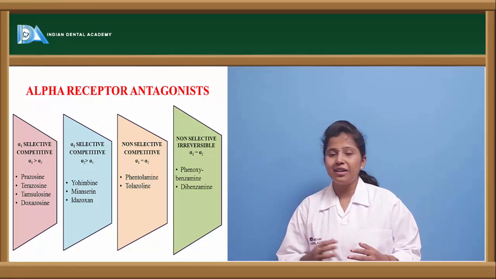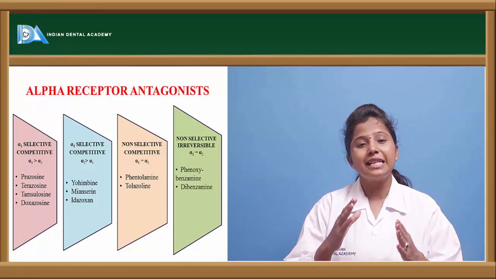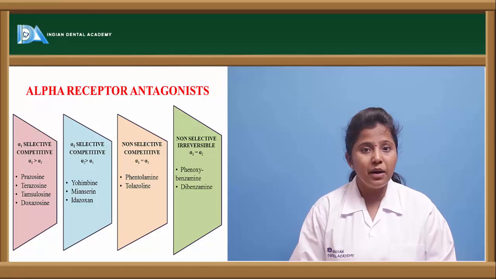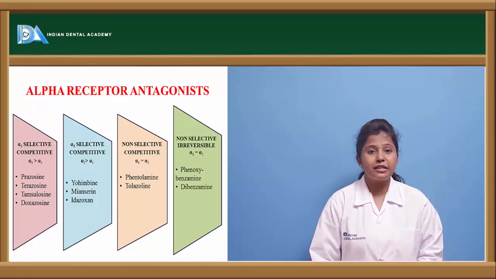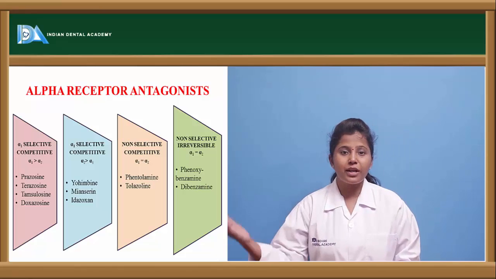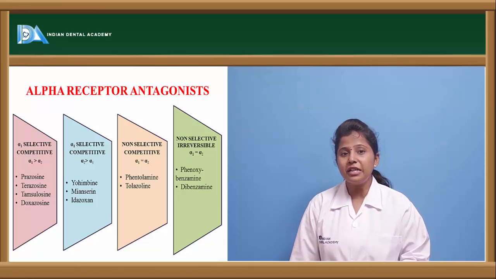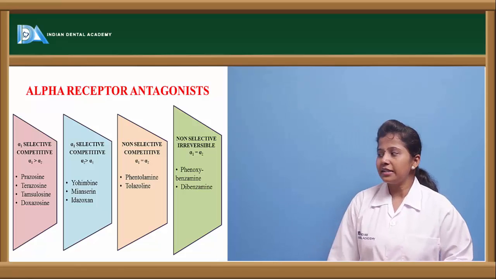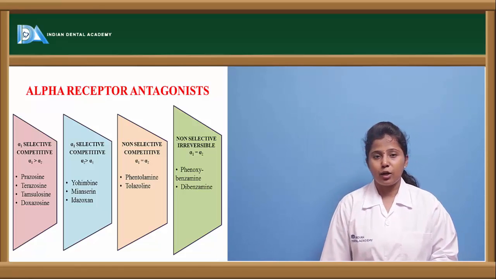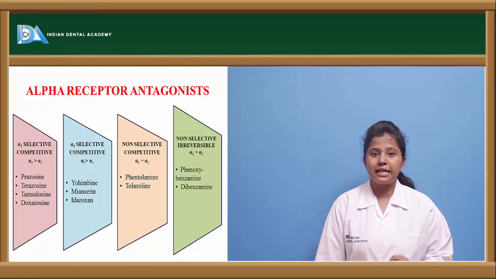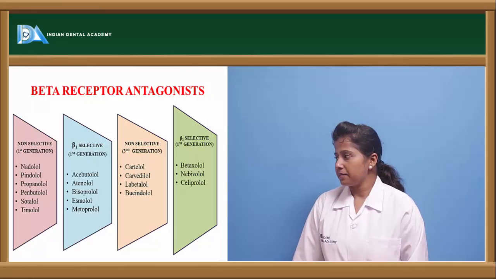But when coming to irreversible non-selective, the affinity towards the receptor is the same, but the action shown by this drug is not reversible, whereas in the other category of drugs, the action can be reversed. So let us see the non-selective competitive drugs. It includes phentolamine and tolazoline, whereas non-selective irreversible drugs include phenoxybenzamine and dibenamine.